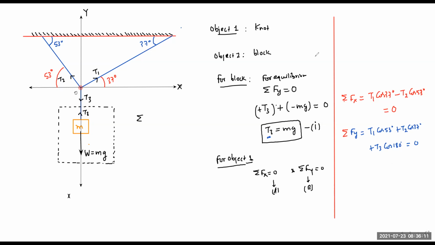Just for the information, cos of 180 degrees is -1. We also write this as cos pi, and in general, cos of an odd multiple of pi is -1. Cos of an even multiple of pi is 1.